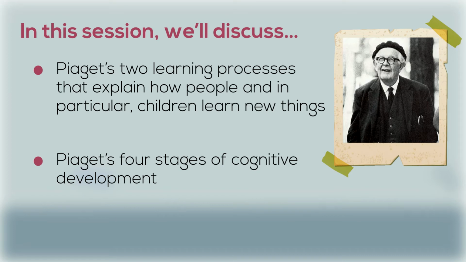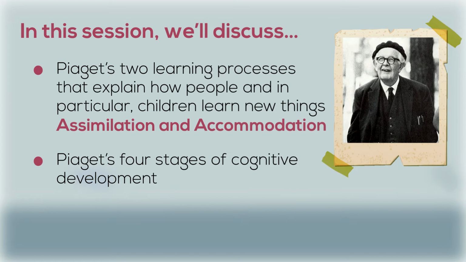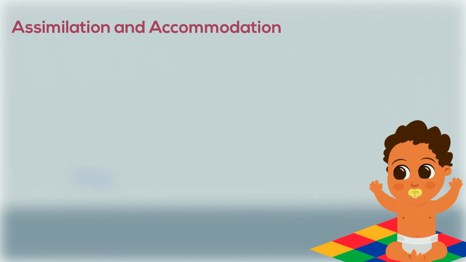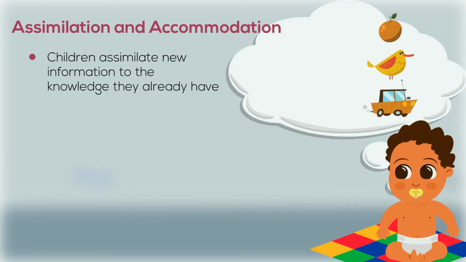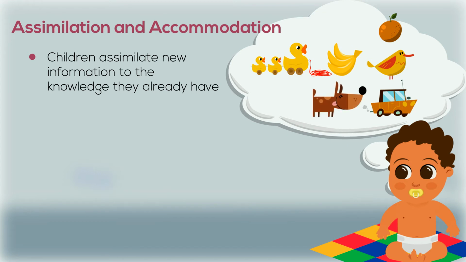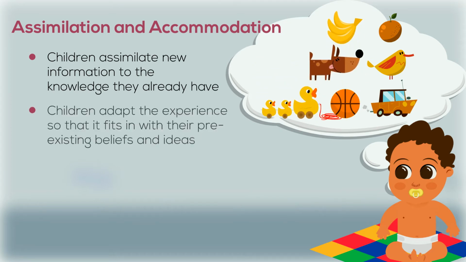The psychologist Jean Piaget has suggested that children gain new knowledge through 2 processes, assimilation and accommodation. He believed that in early childhood, children assimilate new information to the knowledge they already have. As children come across new experiences and continue to interpret the information they discover, they adapt the experience so that it fits in with their pre-existing beliefs and ideas.